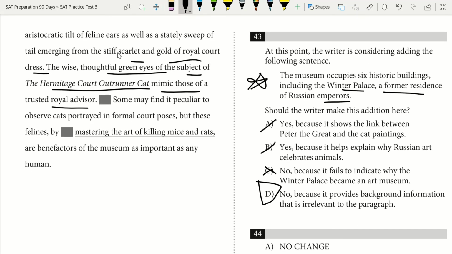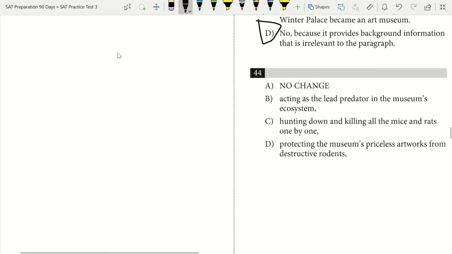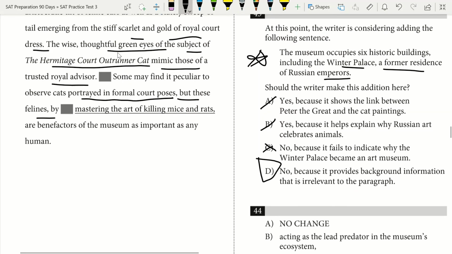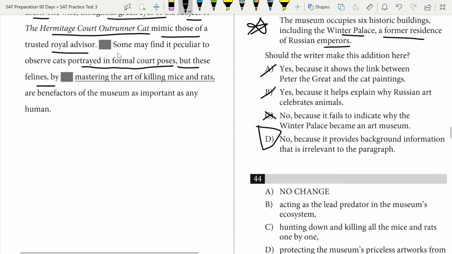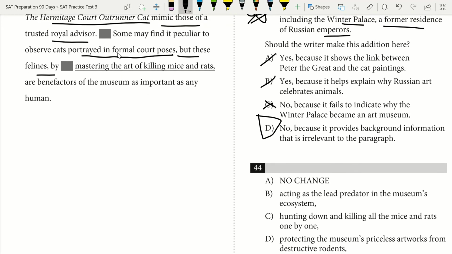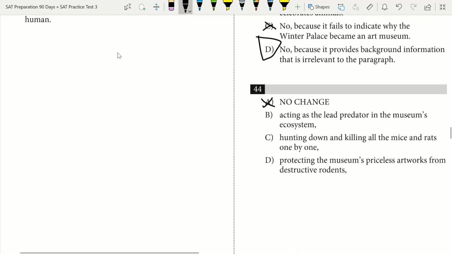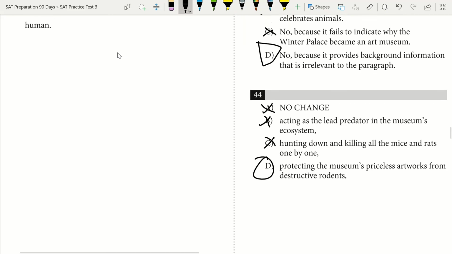Some may find it peculiar to observe cats portrayed in formal court poses, but these felines, okay, now we're asked, so it looks like we just have to conclude it on our own, but these felines, by mastering the art of killing mice and rats, are benefactors of the museum as important as any human. No, we're talking about them protecting the artwork. So we see that that's going to be answer choice D, protecting the museum's priceless artwork. That's why they're important to the museum, because they protect the artwork. All right, so now let's go back.